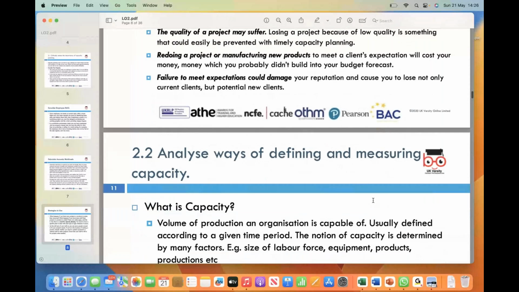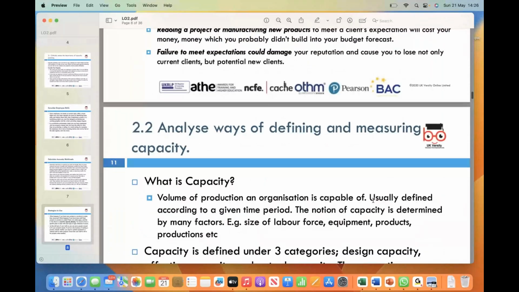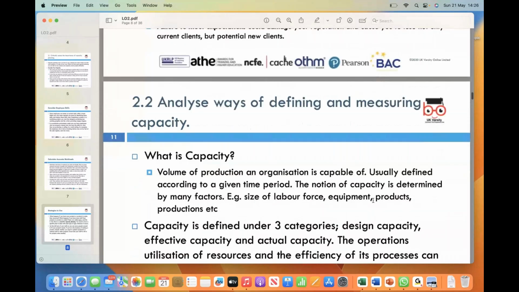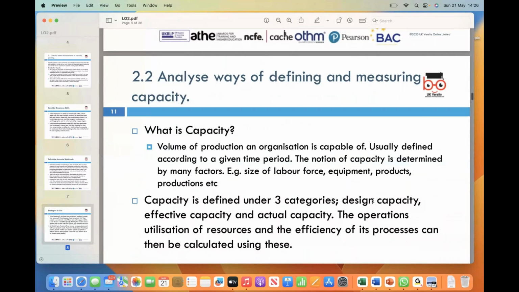Next one, analyze ways of defining and measuring capacity. What is capacity? Capacity is the volume of production an organization is capable of, usually defined according to a given time period. The notion of capacity is determined by many factors, for example, size of labor force, equipment, products, productions, etc. So capacity is defined under three categories: design capacity, effective capacity, and actual capacity.